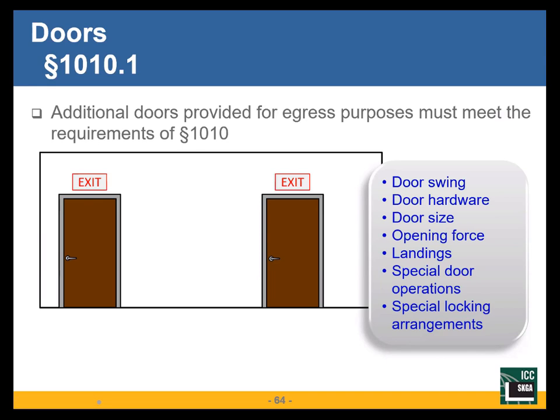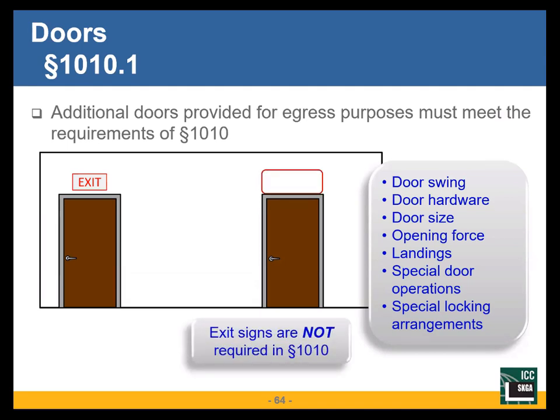The one thing that is not in section 1010 is the exit sign. Here's my required exit. This is just another door that gets me outside, so they don't have to have an exit sign there. But when I'm evaluating my exit access travel distance, I can't measure to this door. That's not my designated exit. This one is. I measured to this door.